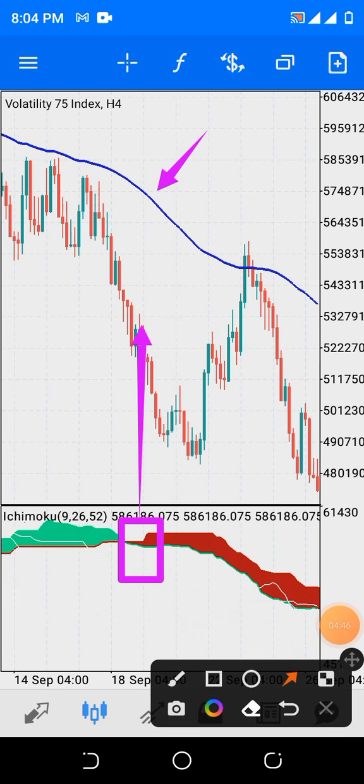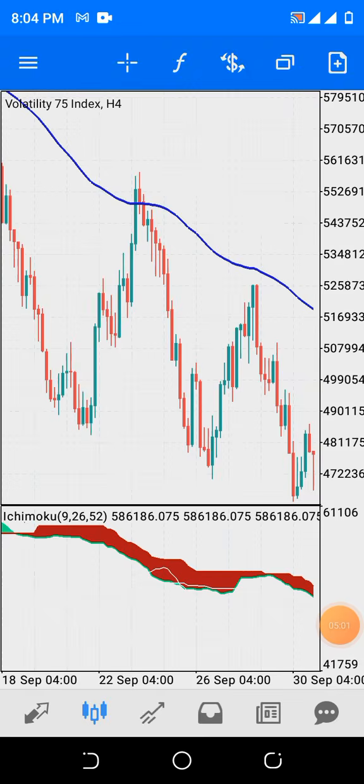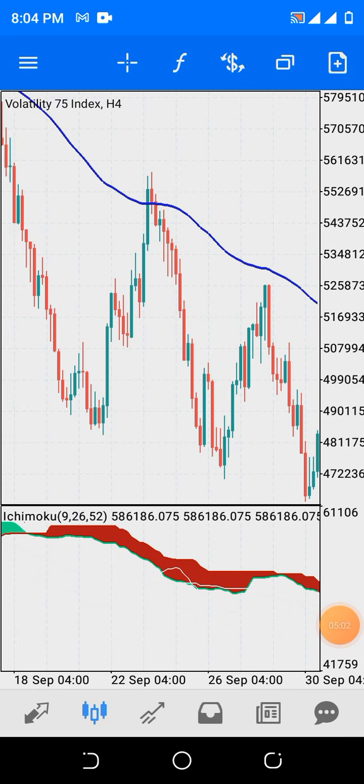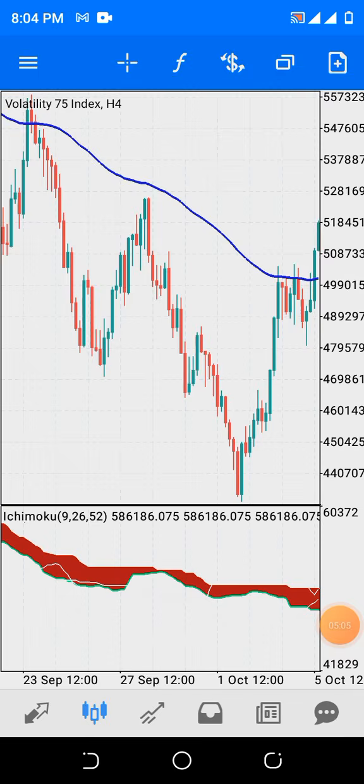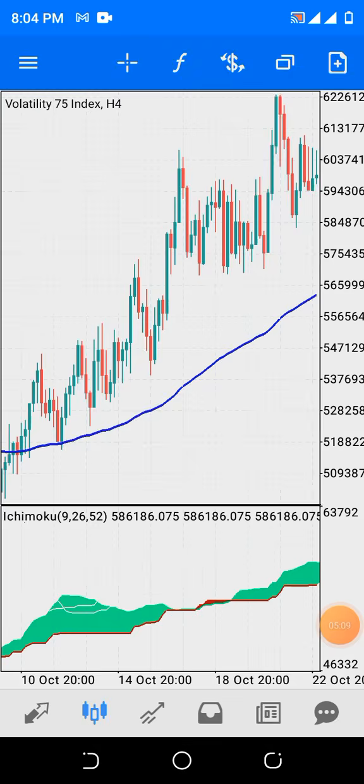So we make our entry here. Do you understand? So this is a huge profit. Look at it, it is from this point. This is a huge sell signal.